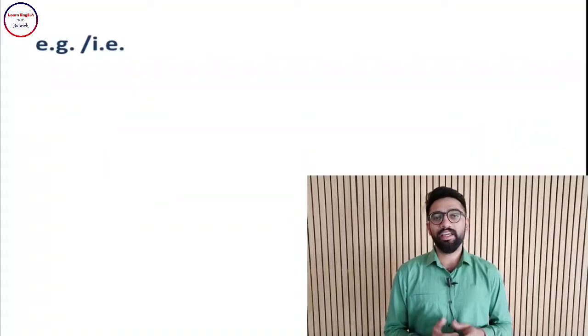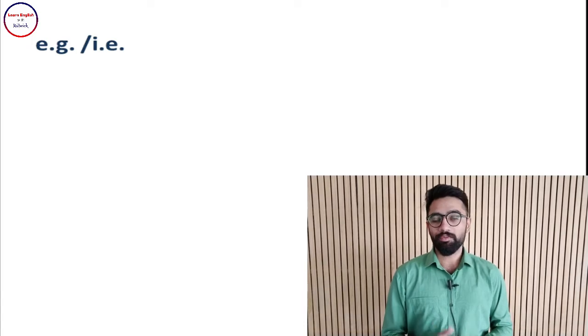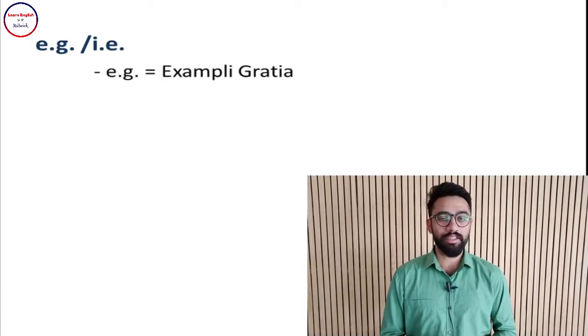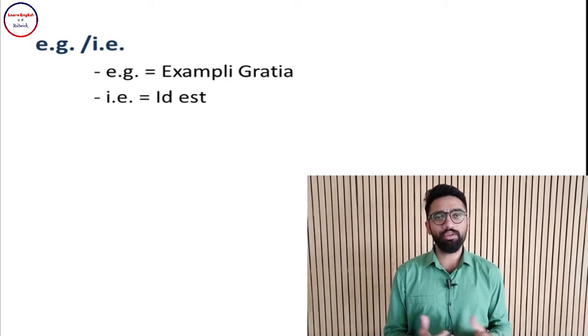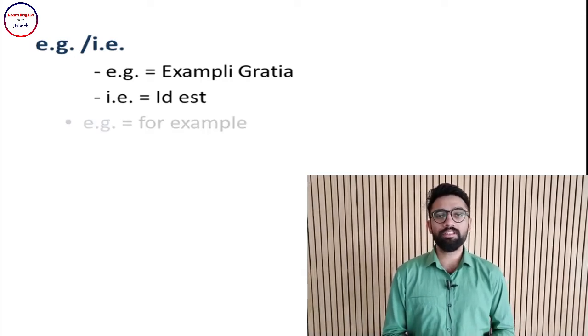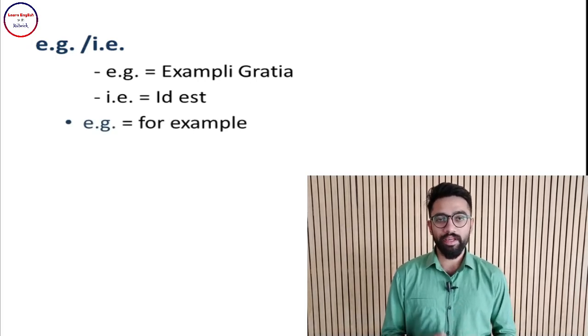So the next is e.g. and i.e. These are the abbreviations of two Latin words. The first is exempli gratia, which is e.g., and the second is id est, which is i.e. Now these are two Latin words and we often use their abbreviations. E.g. means for example, i.e. means that is.